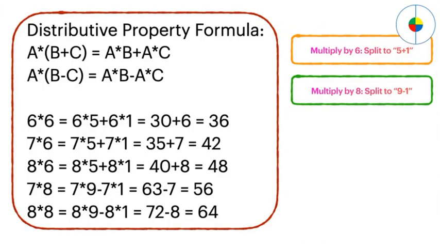For remaining combinations, primarily for any number multiplied by 6, 7 or 8, split 6 to 5 plus 1 and 8 to 9 minus 1. Then use the old methods to calculate. Use your own way to memorize 7 times 7.